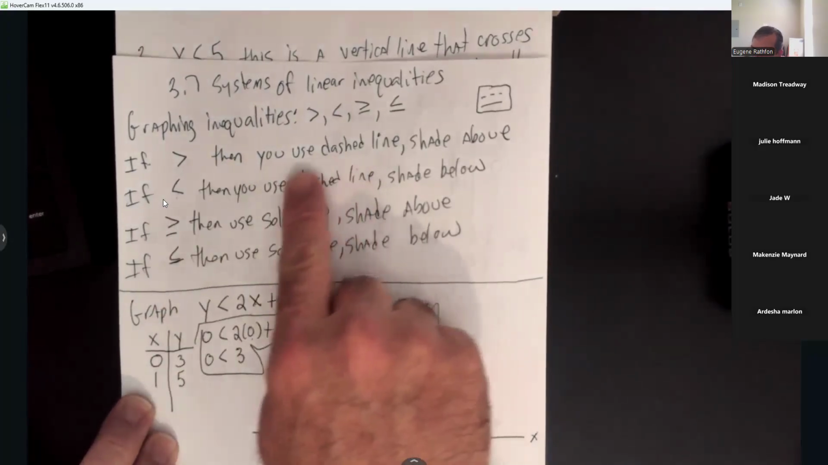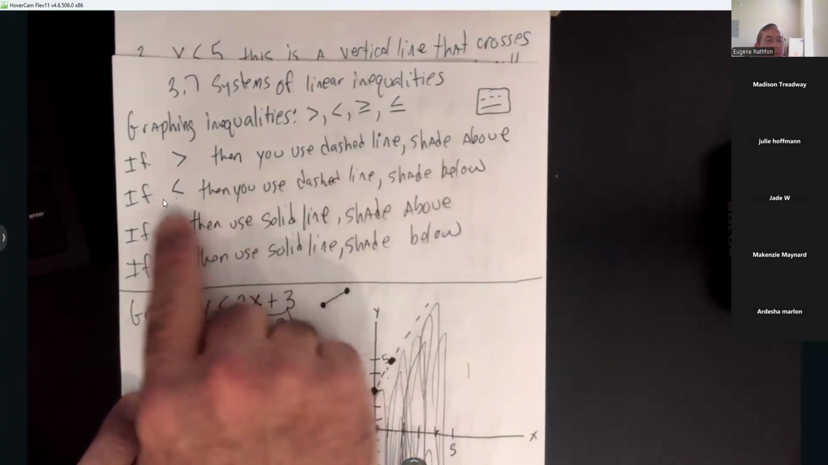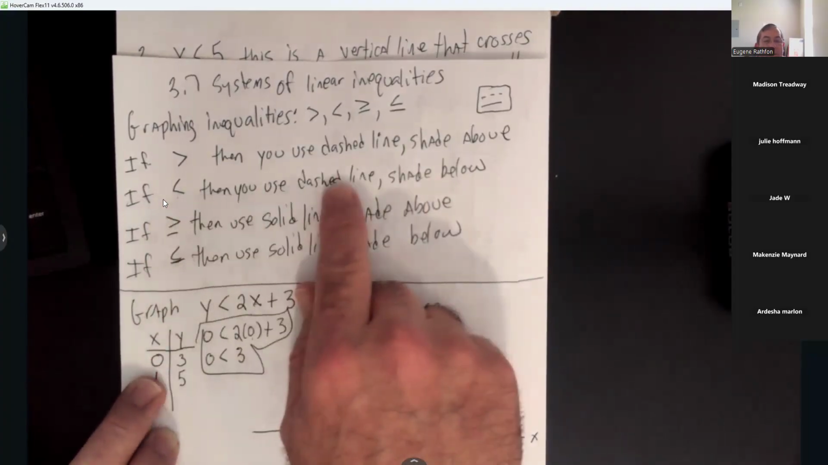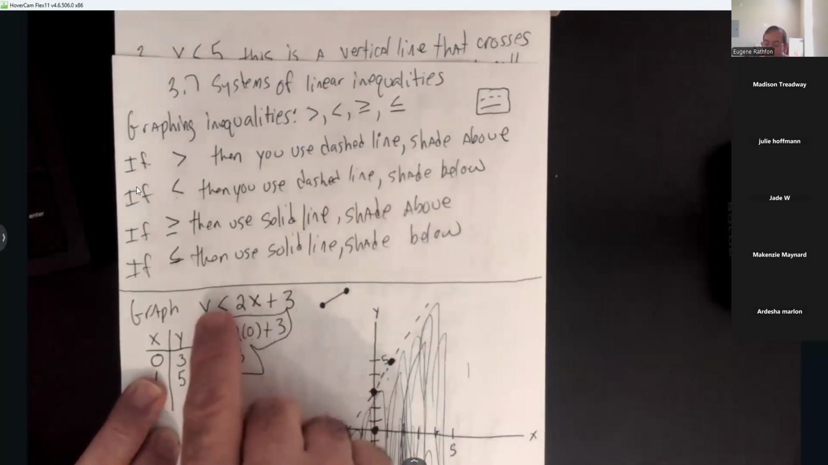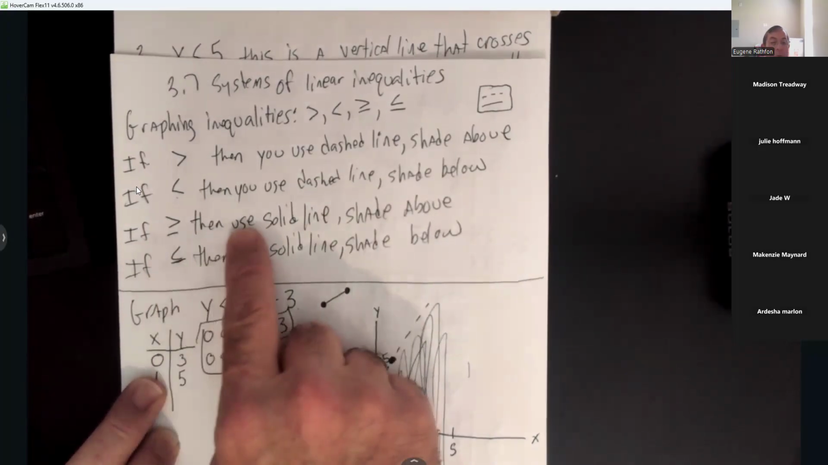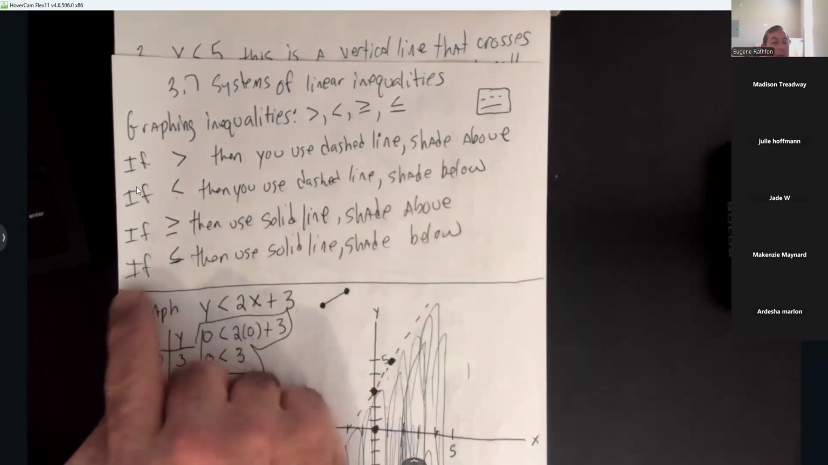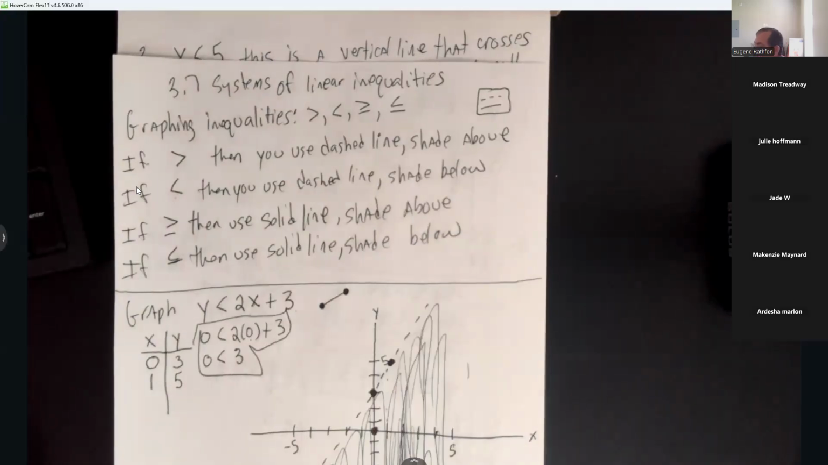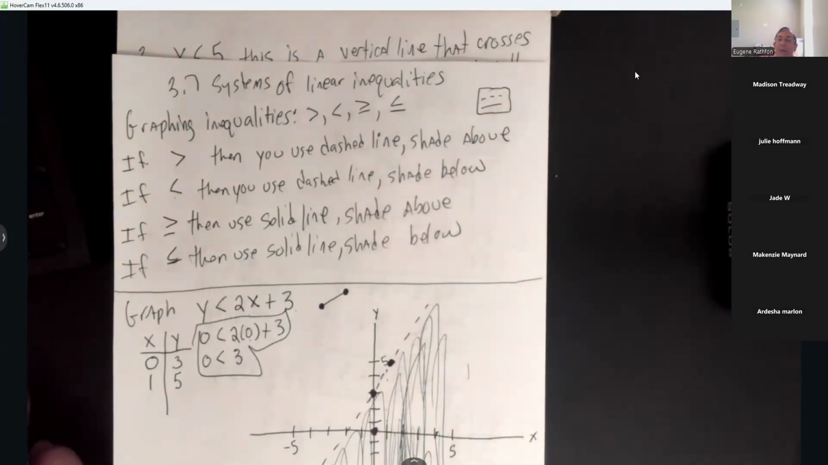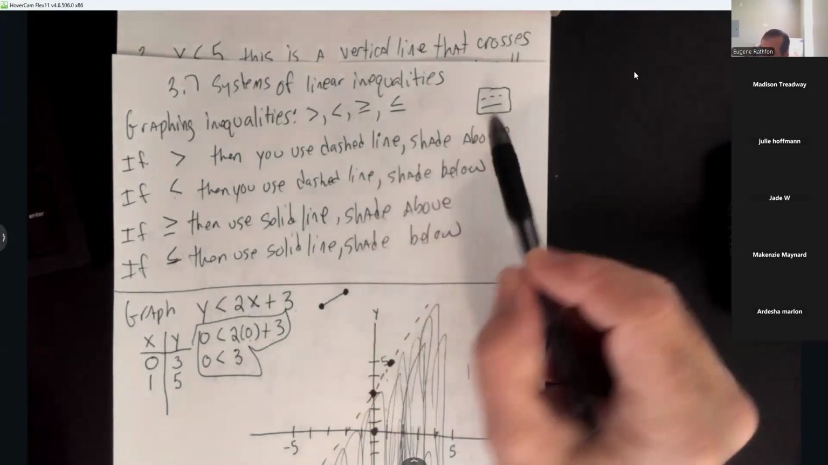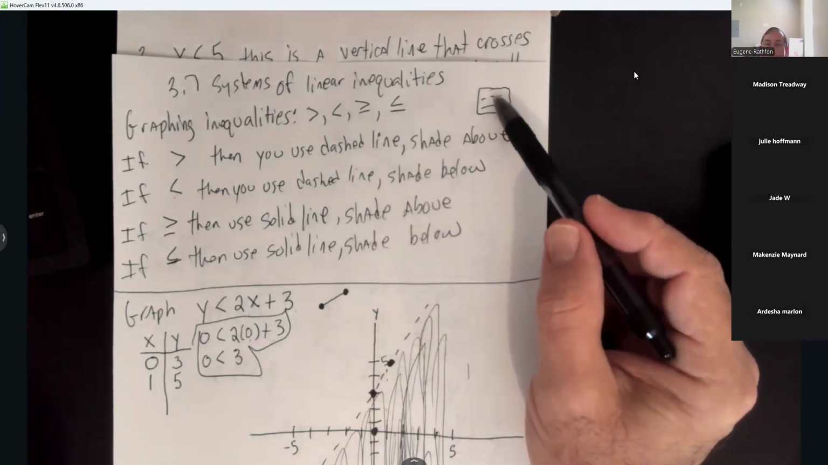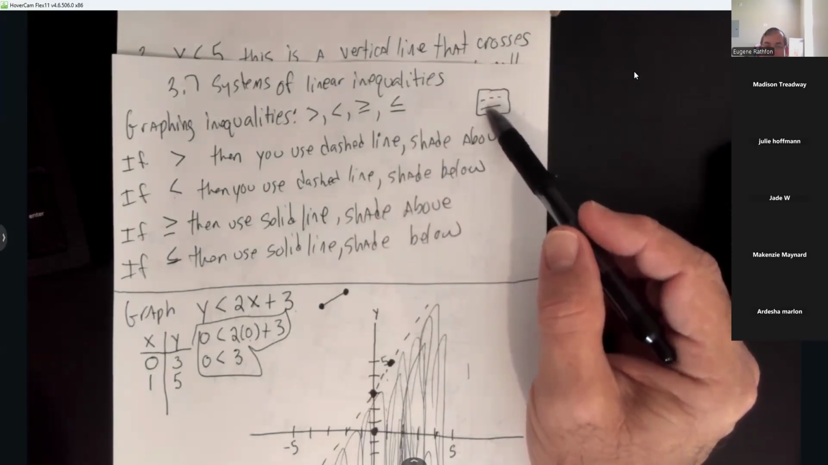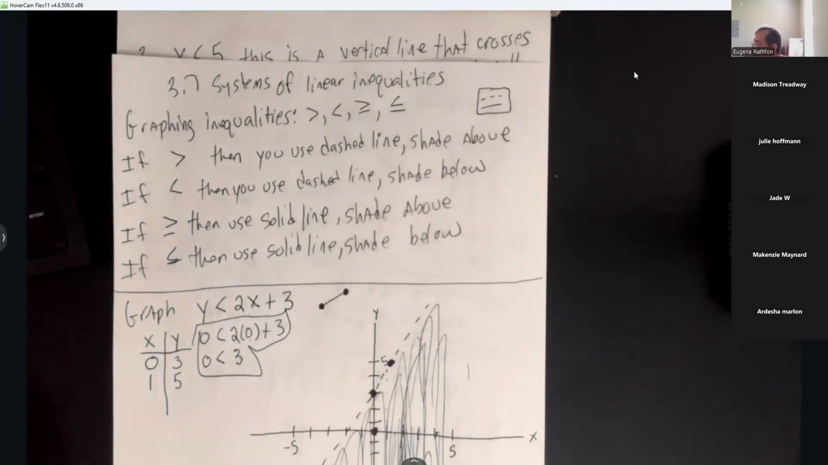So since it's greater than, you use a dash line and shade above. This one was less than, so you use a dash line and shade below. Greater than or equal, you use a solid line and shade above. And then this was less than or equal, use a solid line, shade below. So these are the 4 symbols you got, so it's got to be one of those when you're actually graphing them, okay? Just remember to use this tool here to pick between the dashed lines and the solid lines before you actually start plotting them points.